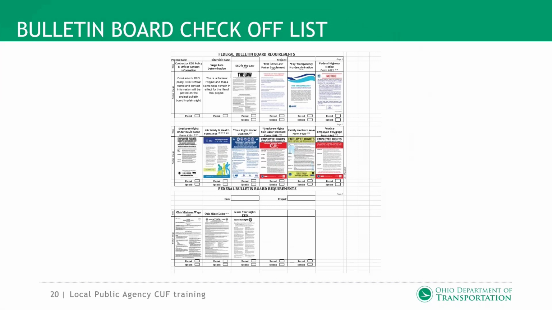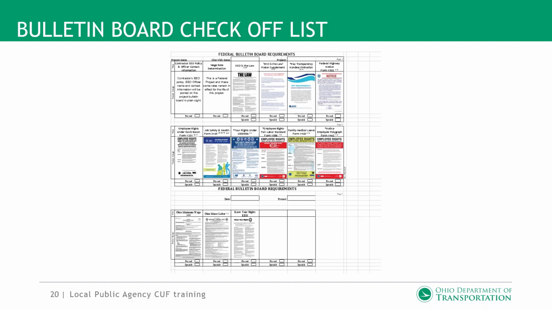The bulletin board checklist that I spoke of earlier, this is for a federal project. I realize that some of the locals do have federal state exchange projects, which there is a state bulletin board checklist similar to this, although the posters are different. And so if you do need the state checklist, it will also be available to you. This is actually when you're on the job, you indicate the date that you observed the bulletin board, you indicate the project number or PID number as it is for an LPA job.